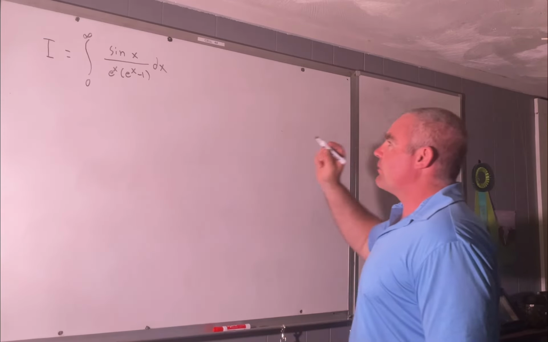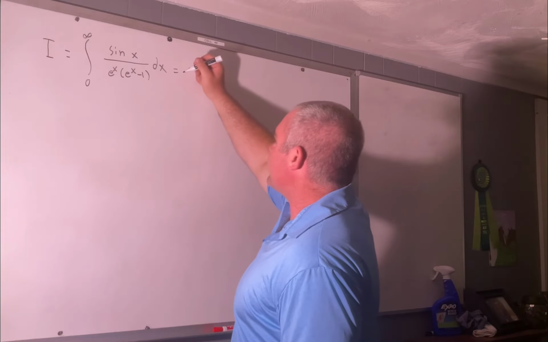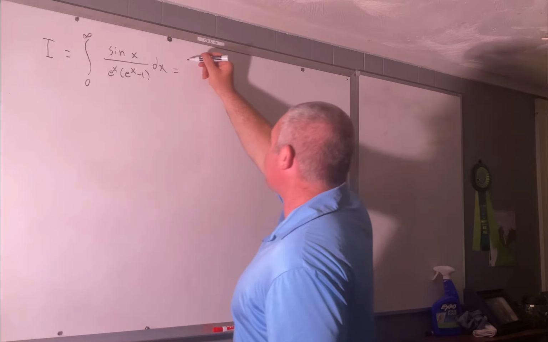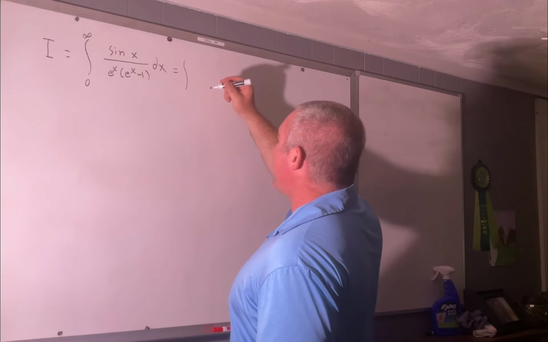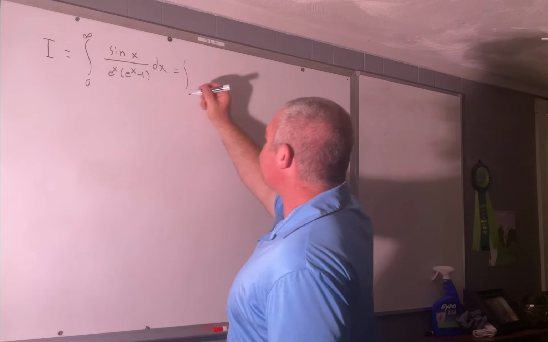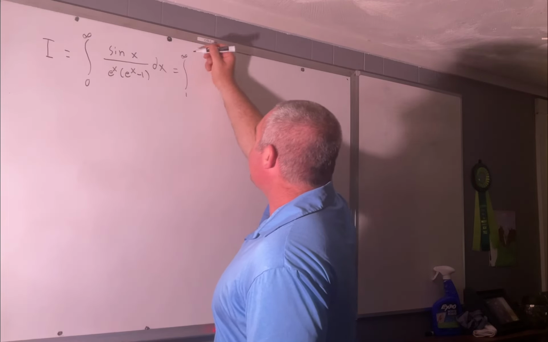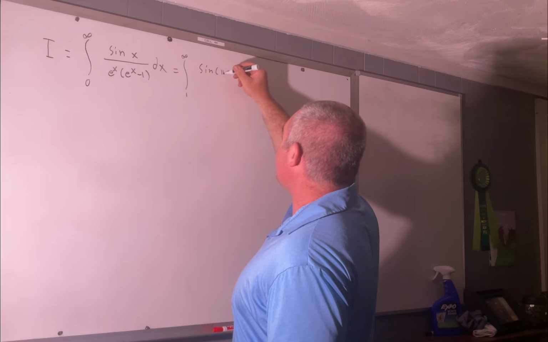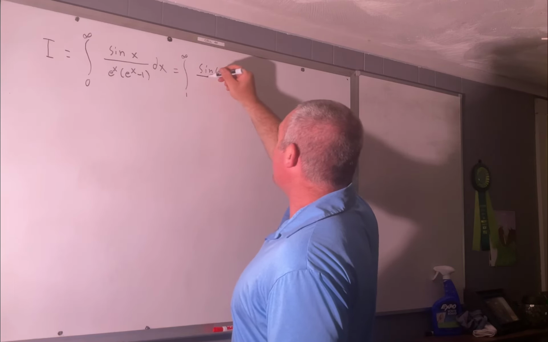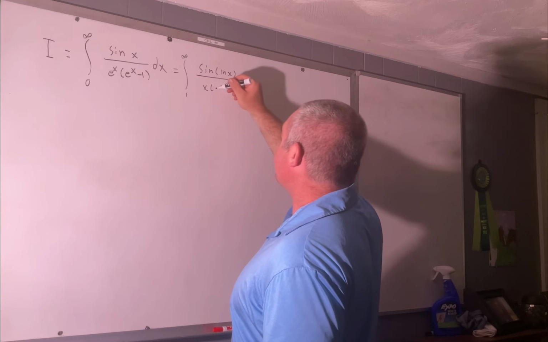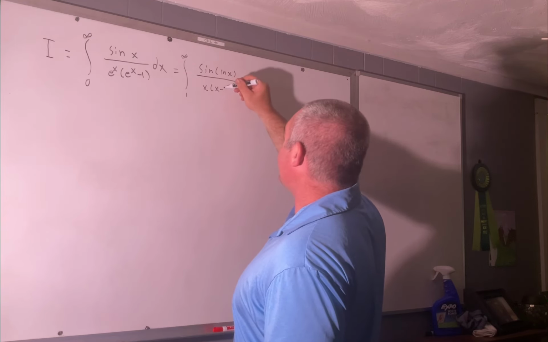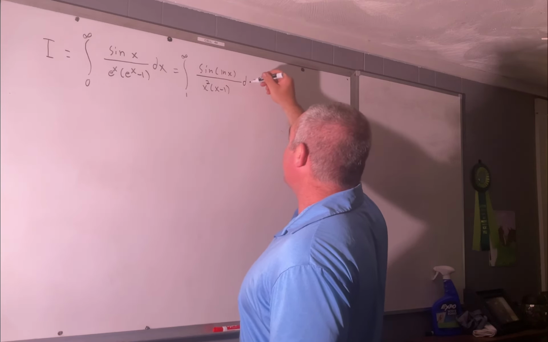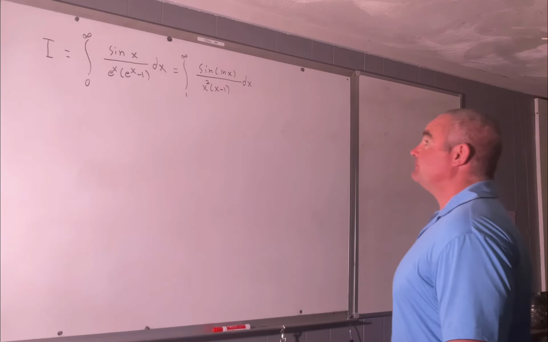All right. Right away, I'm going to make the substitution that some new variable is equal to e to the x. And I'm not going to actually change the variables, I'm just going to write down what this integral would become. Let's see. E to the 0 is 1. E to the infinity is infinity. We'll have sine of the natural log of x over x times (x minus 1) squared dx, right?